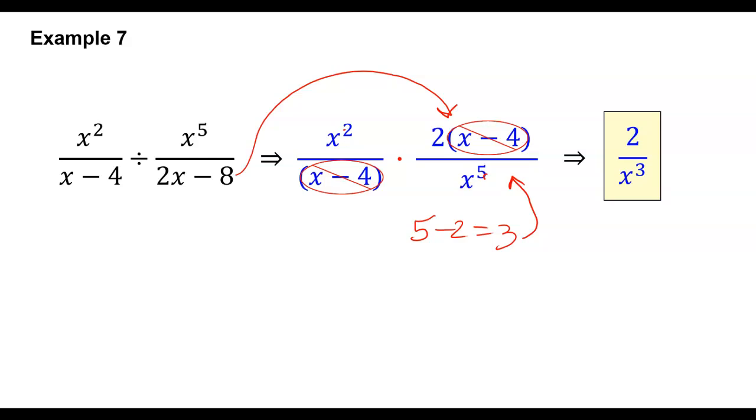I want to make sure everyone's understanding. Are y'all seeing this? Now, 5 on the bottom, 2 on the top, 5 minus 2 is 3. It goes on the side of the bigger number, 5 is on the bottom. Last but not least, example 8.